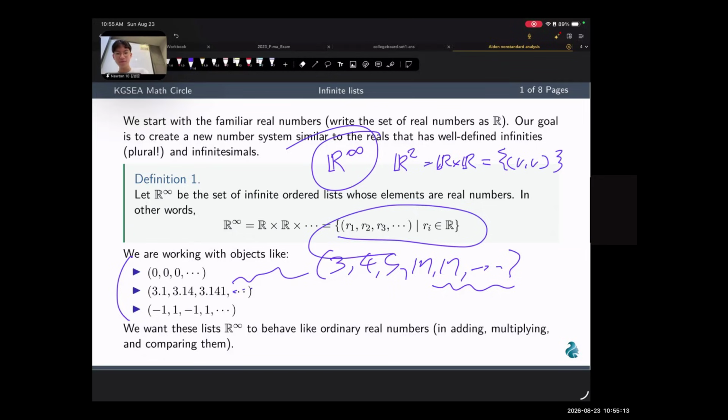So the ultimate goal is to show how R to the infinity, which I'm going to call the new reals, behaves like the ordinary real numbers we used to know, plus some very interesting objects that we can't find in other number systems. We're going to see why I call them new reals in the future. Okay.